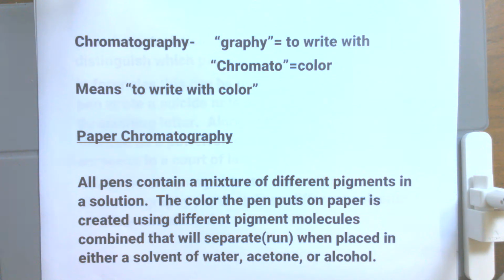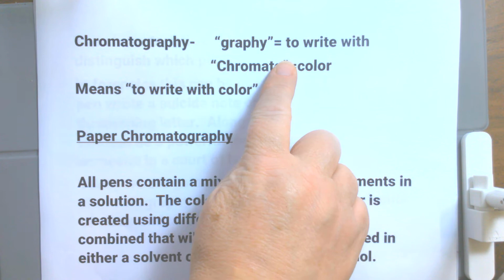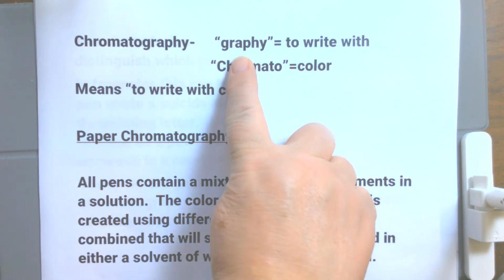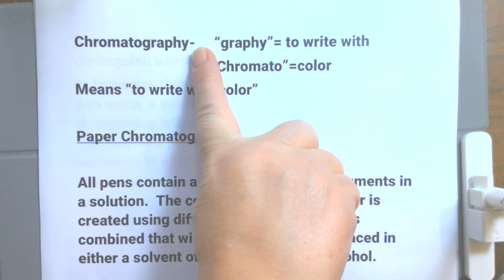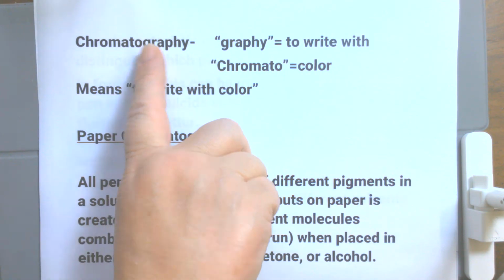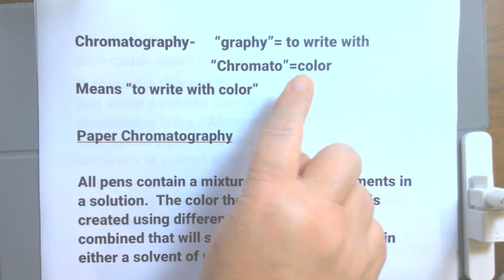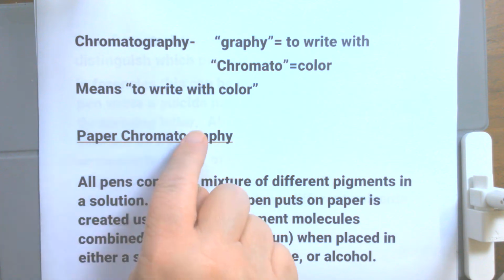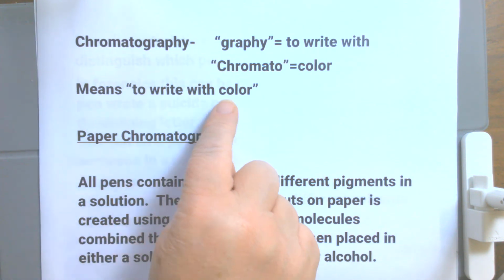Hello, welcome. We're going to be discussing chromatography today. Chromatography is defined as graphy, which is the back end of the word, meaning to write with, and the front end of the word, chroma, is defined as color. So the actual definition of chromatography means to write with color.